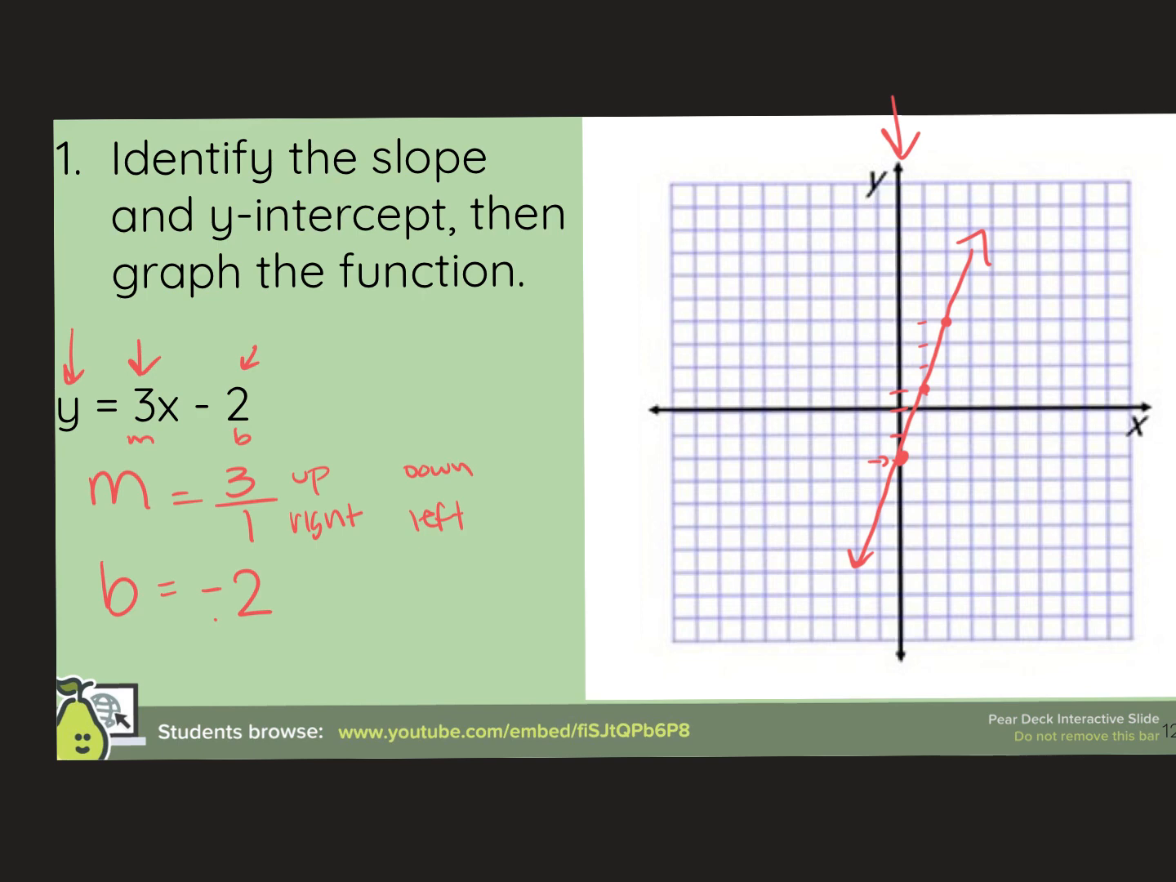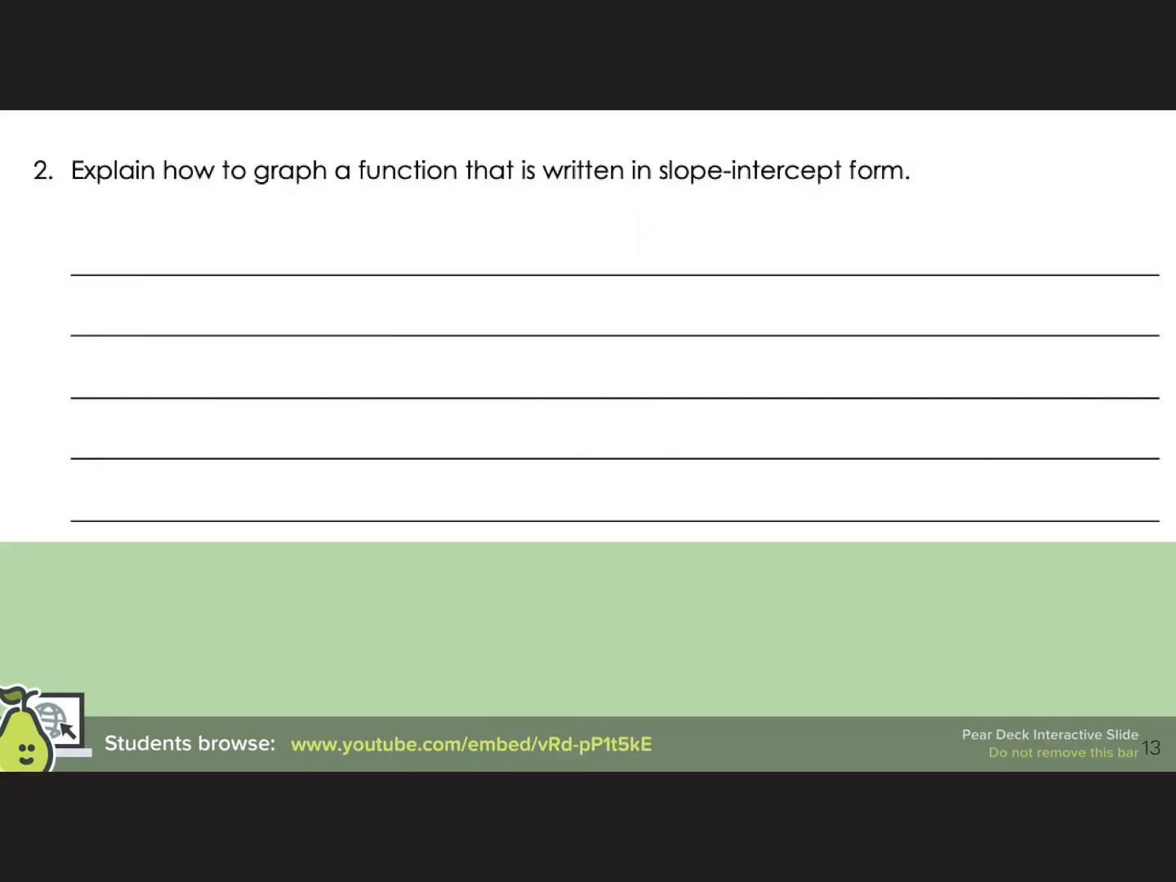Let's see if you were able to answer number 2. Explain how to graph a function that's written in slope-intercept form. This is the conjecture. This is literally asking you, how do you graph? So, to graph a function written in slope-intercept form, I'm just going to put INT because these are my notes.